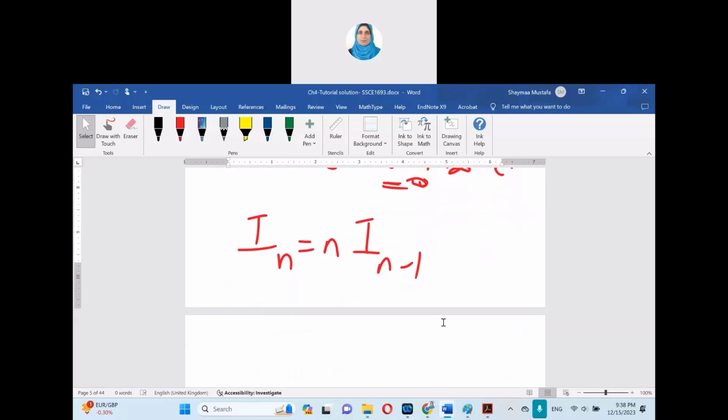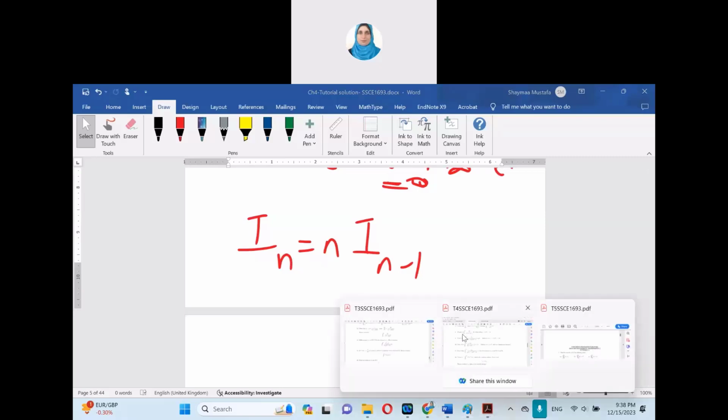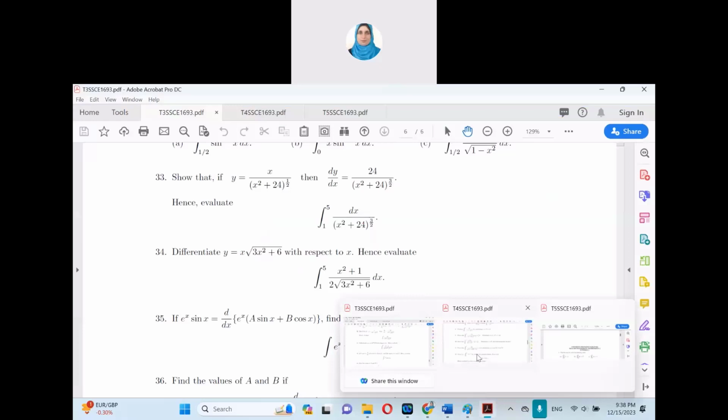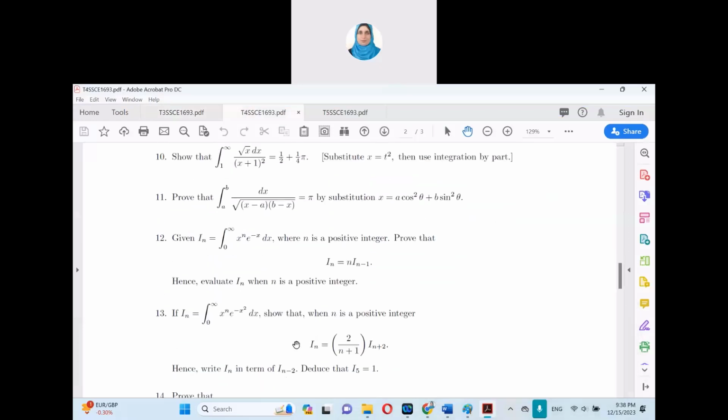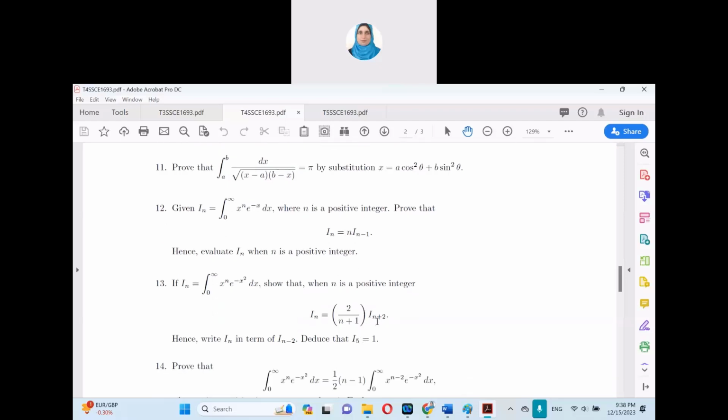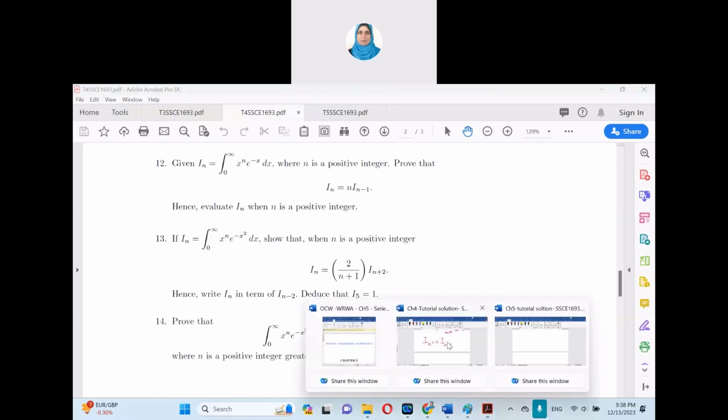Question 13 is the same, but you also have to use integration by parts, taking x to the power n for integration, not for derivative. Take x to the power n for integration and e to the power minus x squared for derivative, because you cannot find the integration of e to the power minus x squared. But the solution is the same.